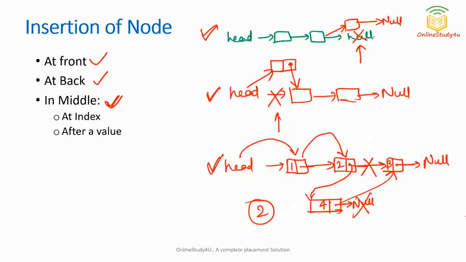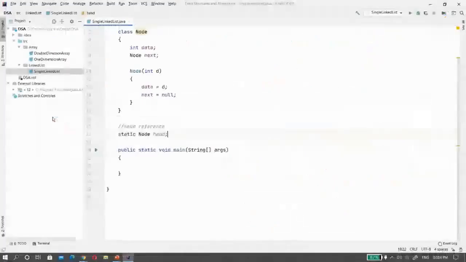Okay, so we are going to create 3 functions. First for insertion at front, then for insertion at back, then for insertion at middle. Now let me see the time. It's already 7. So 7:10 I will finish it.